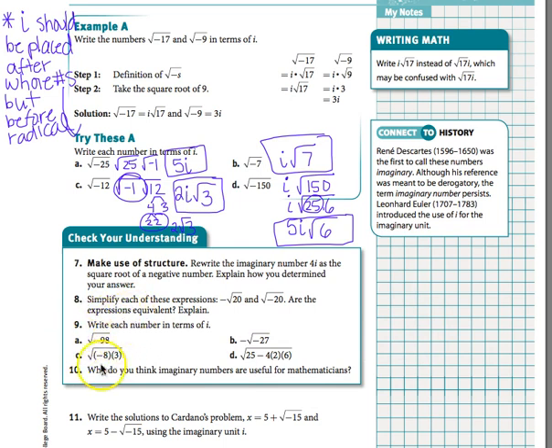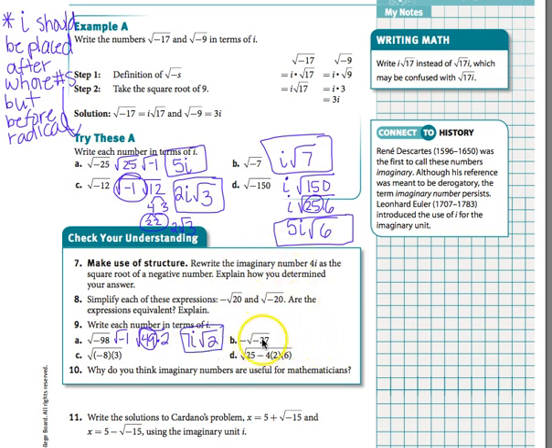Okay, so for 9A, because of the negative, I know that that means that there's going to be an i in my answer. The 98 is 49 times 2. So that means the square root of 49 brings a 7 out. The 2 can't come out, so I have 7i radical 2 for A.